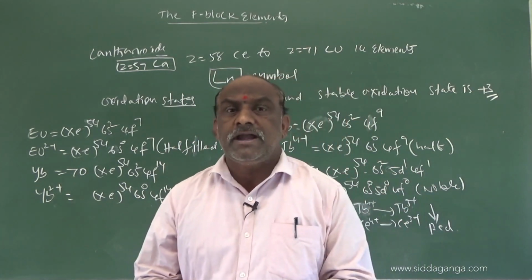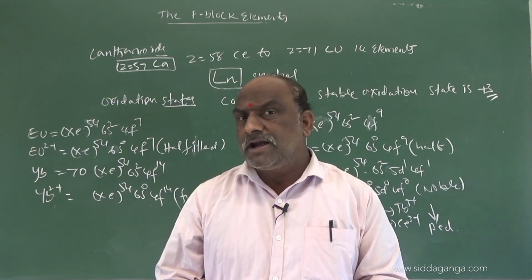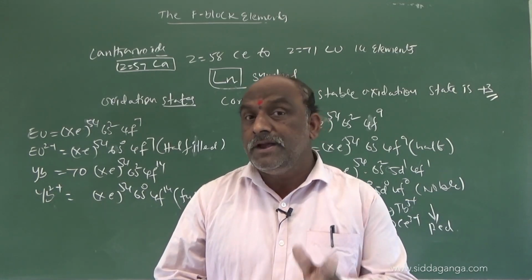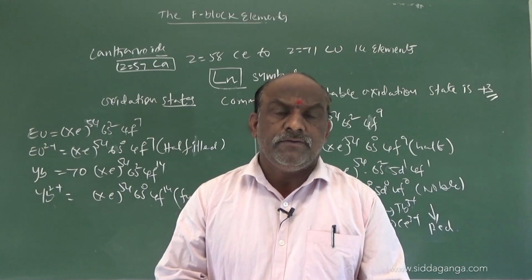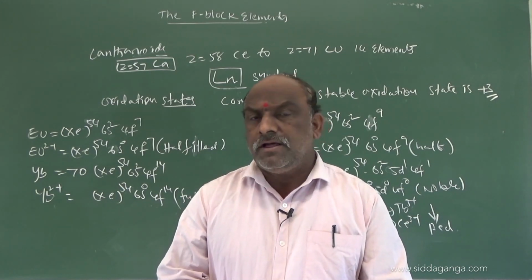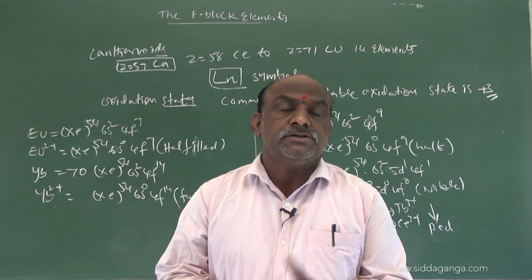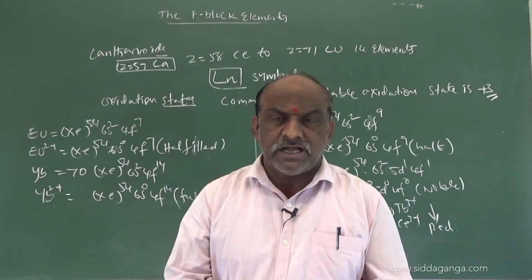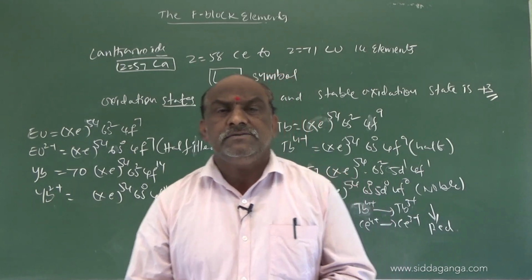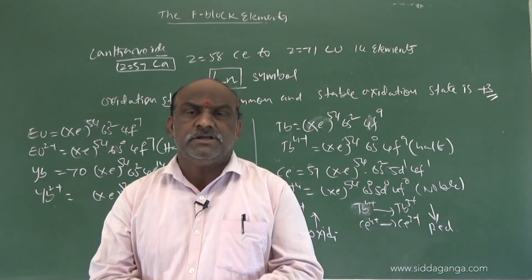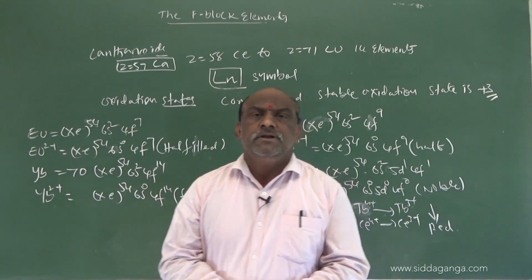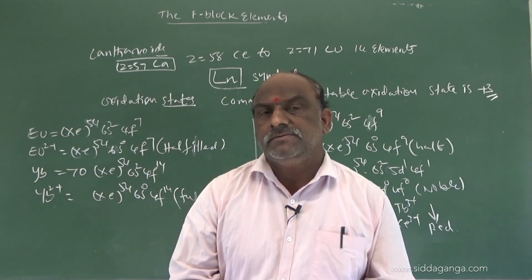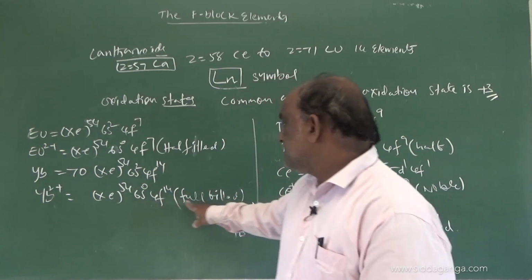Moreover, trivalent lanthanides are colored due to the presence of unpaired f electrons. In the solid state as well as the aqueous state, all lanthanides exhibit color. Some exceptions are there. What are the exceptions? The f0 configuration is colorless and the f14 configuration is colorless. Remember which configuration this is.